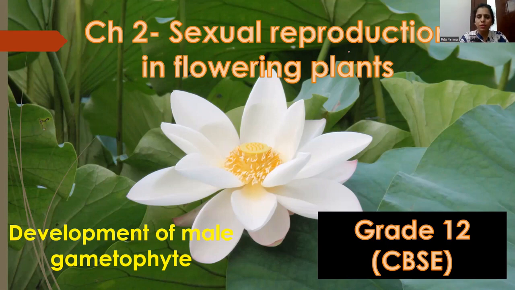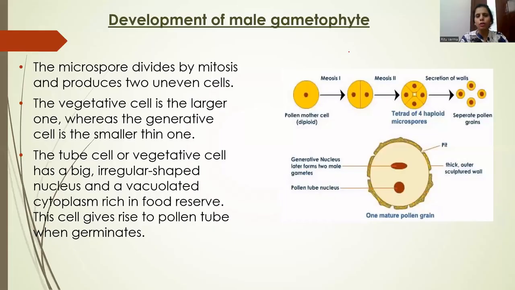Everyone, in this video we are going to discuss the development of the male gametophyte in angiosperms. In the previous video, we discussed the process of microsporogenesis, and there we observed that there are pollen mother cells or microspore mother cells present inside the microsporangia of all anthers.